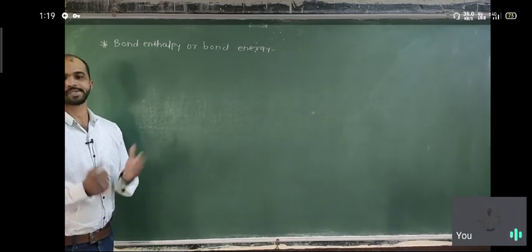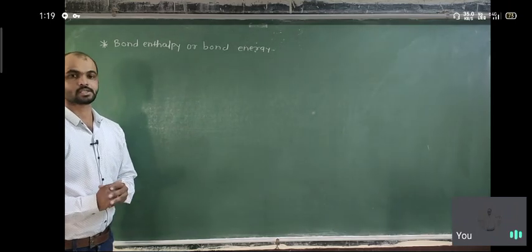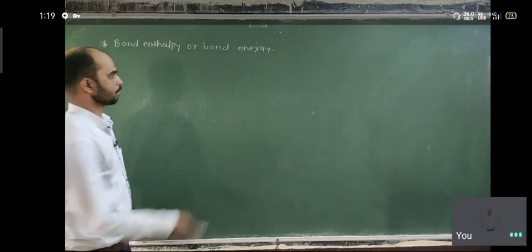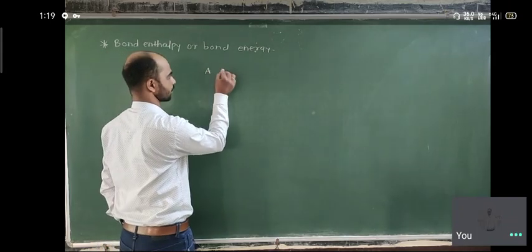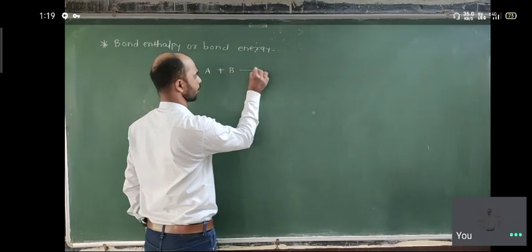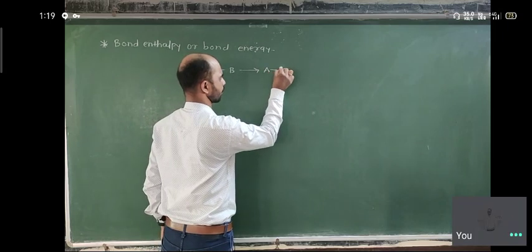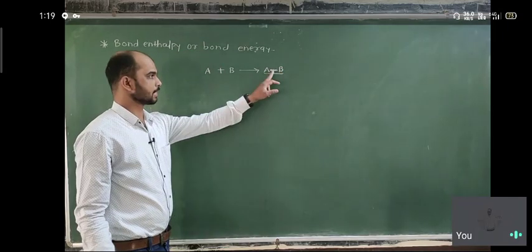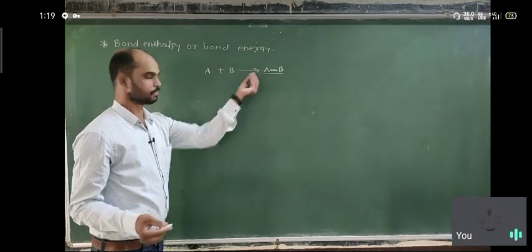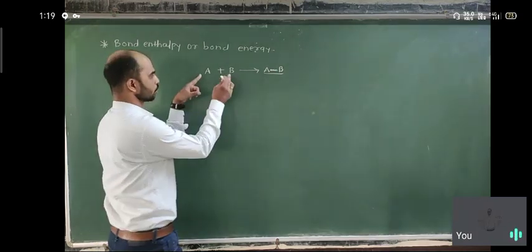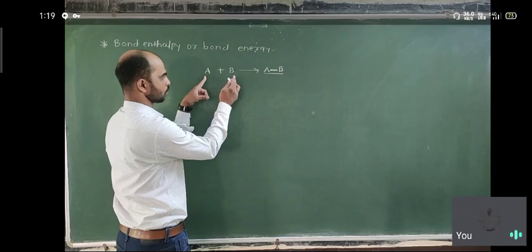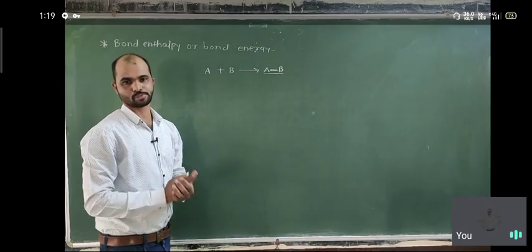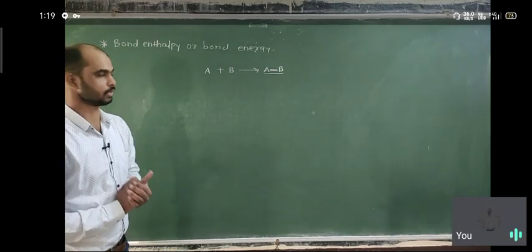First of all, you should know what a bond is. A bond is the force which holds two nuclei together. Suppose A is one atom and B is another atom. When an AB molecule is formed, a diatomic molecule, we consider that a bond. But it is not a rigid part. It is just a force which holds the nuclei of A and B together. So the bond is an attractive force between the two nuclei.